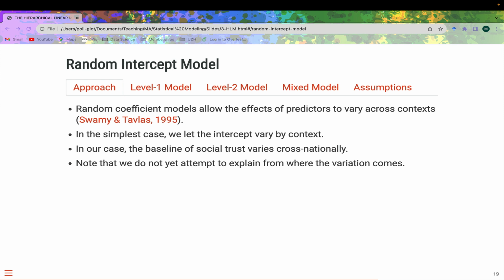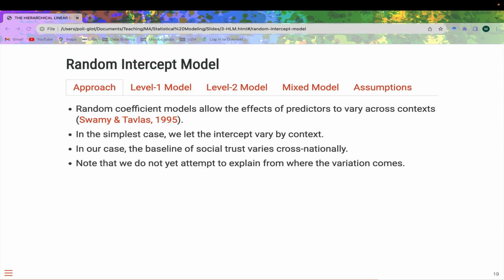And what we would like to do is turn that resulting model into a random coefficient model. In general, random coefficient models are models, linear models typically, that allow the effects of predictors to vary across contexts. Now, in the simplest setup, actually the only thing that varies by context is the intercept, and that is where we will start. In our case, letting the intercept vary across countries means that we say that the baseline of social trust varies across countries.